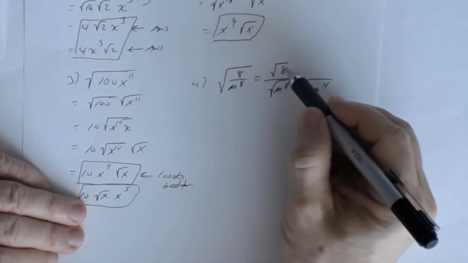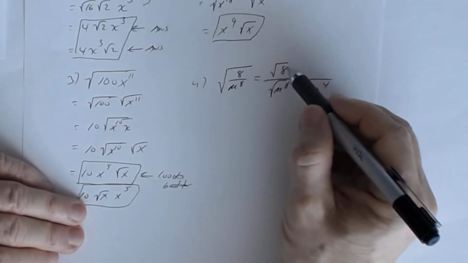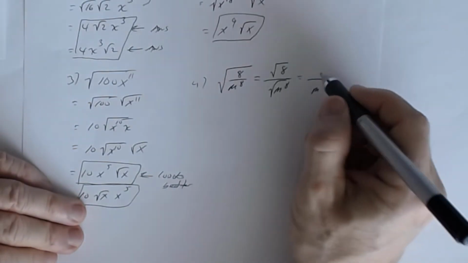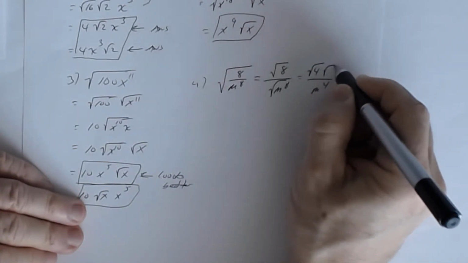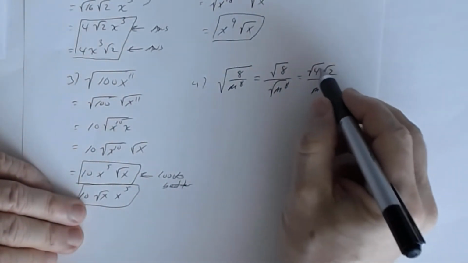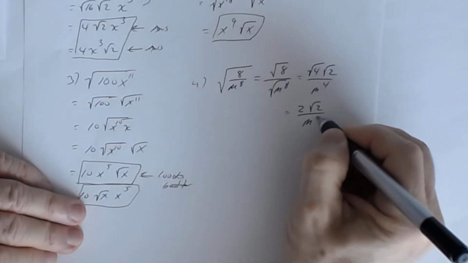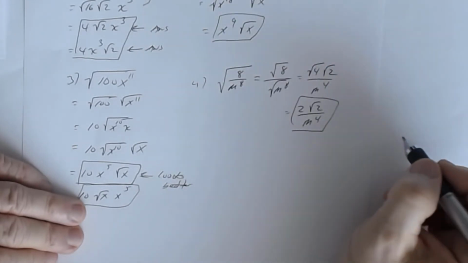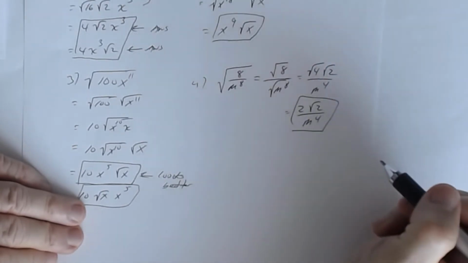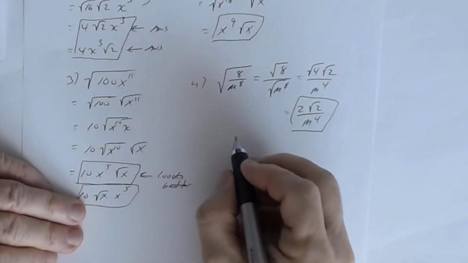Now, 8 is not a perfect square, so what's the largest perfect square that goes into 8? So that'll be 4. So it becomes the square root of 4 times the square root of 2. And so the square root of 4 is 2, so the answer is 2 square root of 2 divided by m to the fourth. All right, there was only one way to write it, and there it is. Okay, so that was number 4.